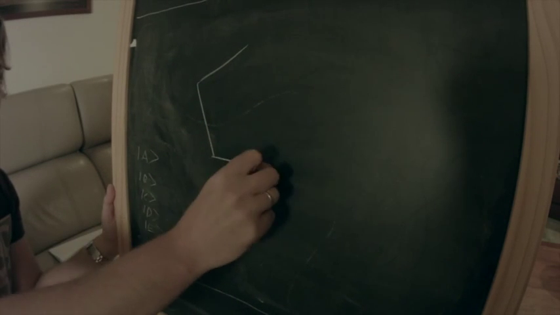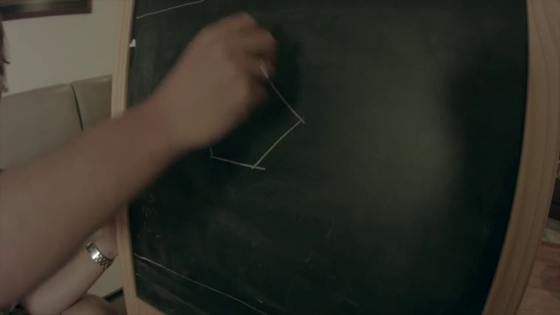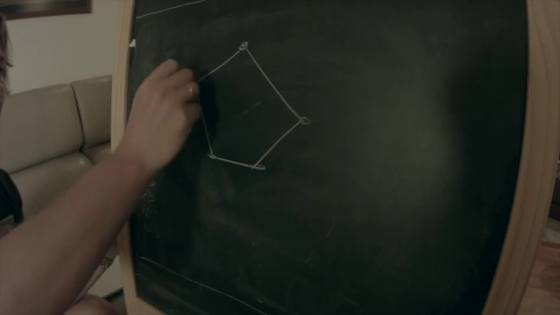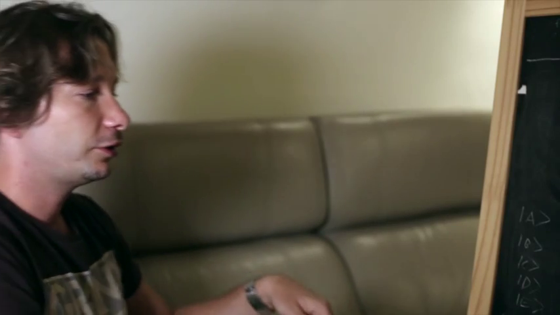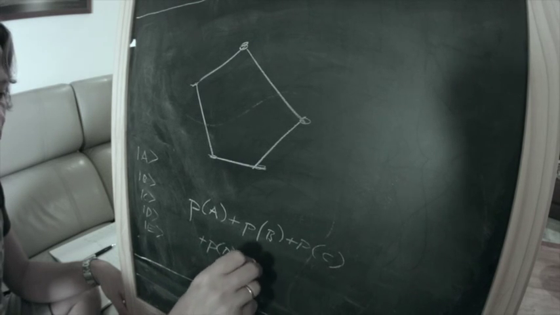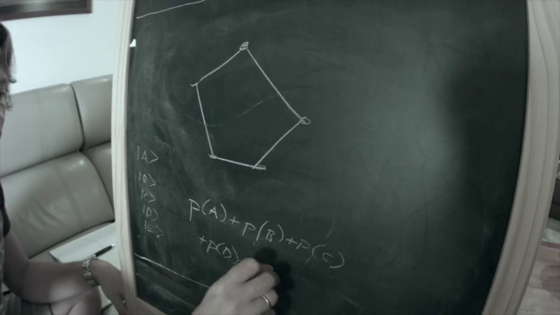So again, let me draw it. We know that we have 5 exclusive events. And now we are trying to find the following thing. We are looking at the sum of probabilities: P of A plus P of B plus P of C plus P of D plus P of E.